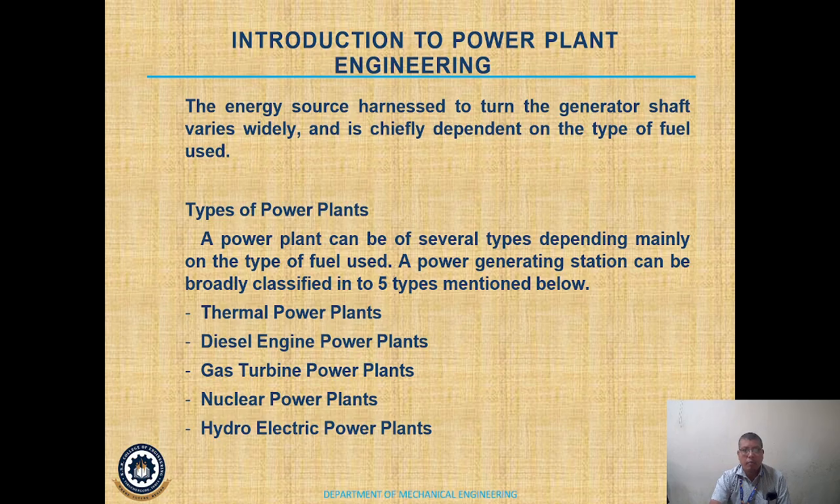The types of power plants. A power plant can be of several types depending mainly on the type of fuel used. A power generation station can be broadly classified into five types. First one, thermal power plant; diesel engine power plant; gas turbine power plant; nuclear power plant; hydroelectric power plant.